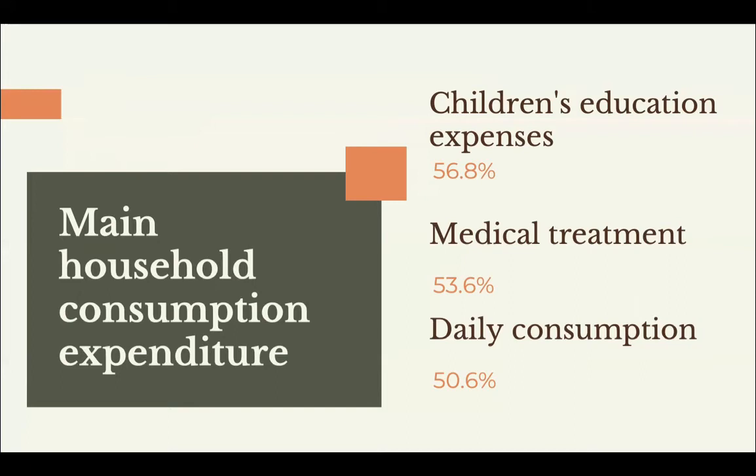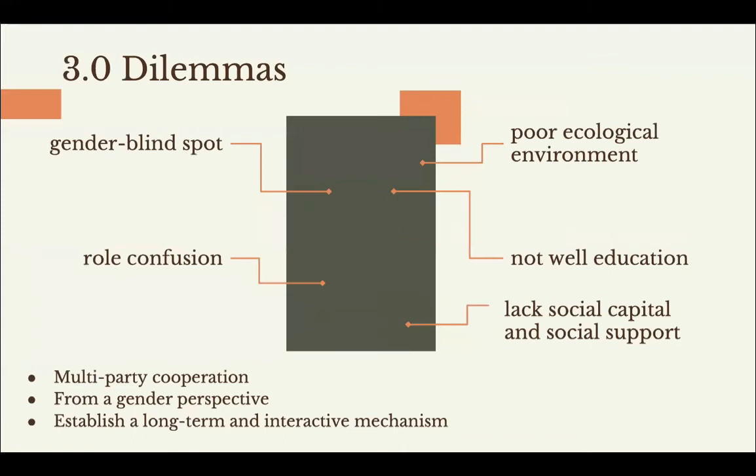Although many women have a strong desire to get rid of poverty, they are affected by a variety of unfavorable factors, making them not know how to improve their ability to get rid of poverty. In summary, there are dilemmas facing poverty alleviation.